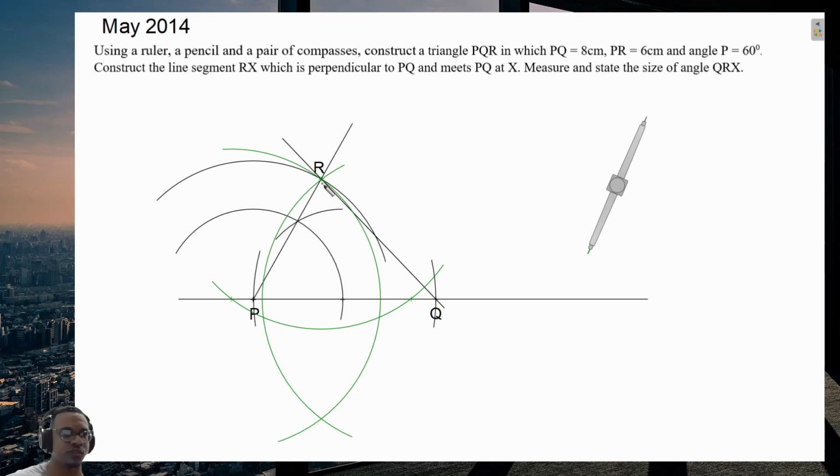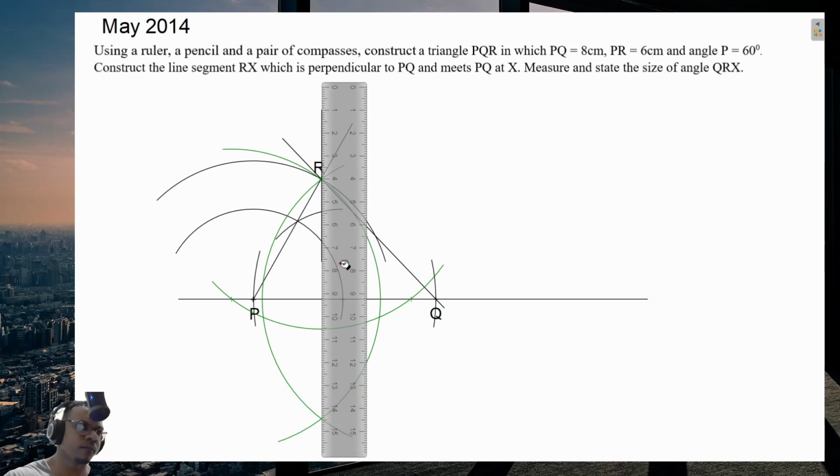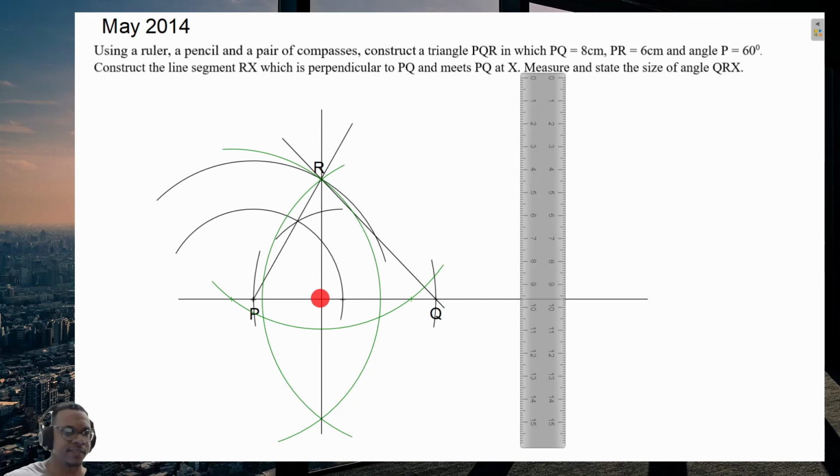So now what I'll do is draw a straight line through to where these arcs in green intersect here and down here, and that will be my line that's perpendicular to PQ. And where this line intersects PQ here, that will be our endpoint X. Now that I'm happy with my drawing, I will darken the outline.